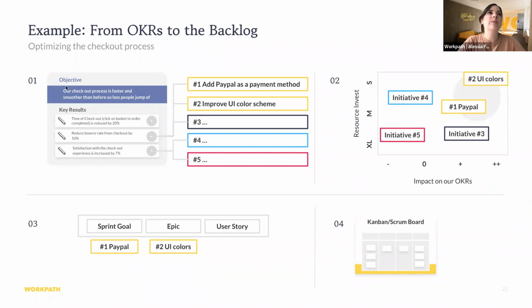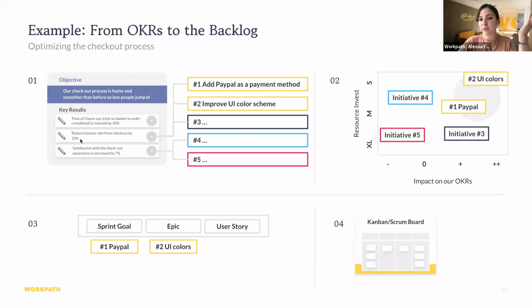In this example, we have seen that there are problems with our checkout, and this is why we have set the OKR: our checkout process is faster and smoother than before, so fewer people jump off. So it's faster, with the time to check out reduced by 20%. We have a satisfaction rating here that shows that it's maybe smoother. And then so that fewer people jump off, the future state. And this is what we actually want to influence, so reduce the bounce rate from the checkout by 10%.